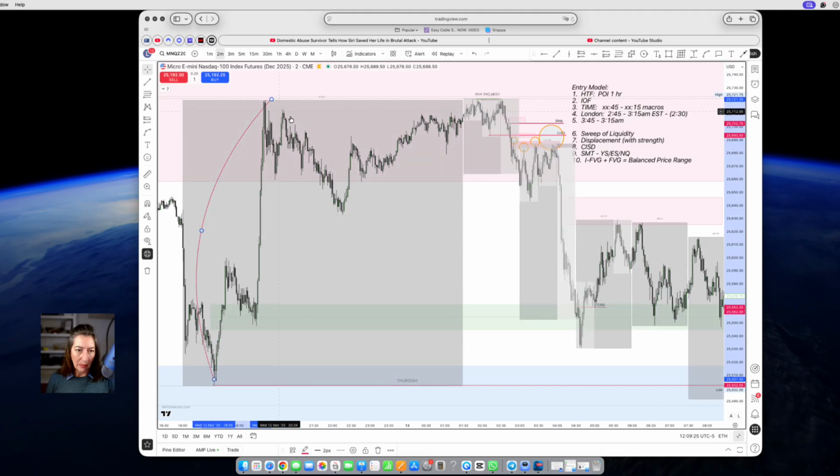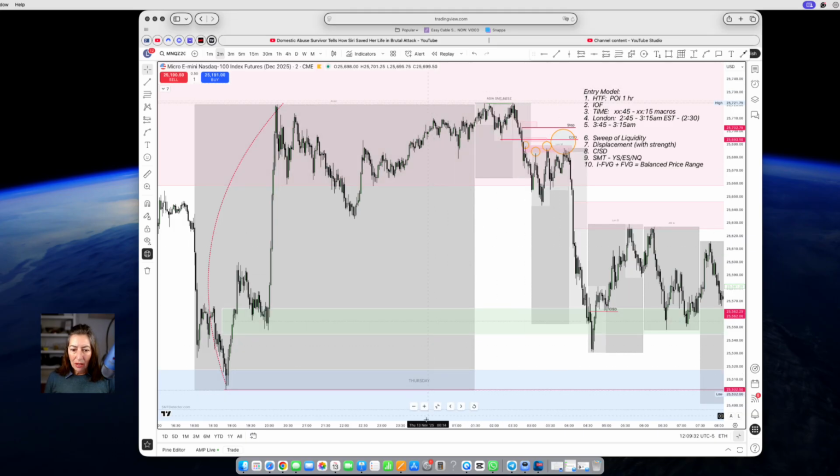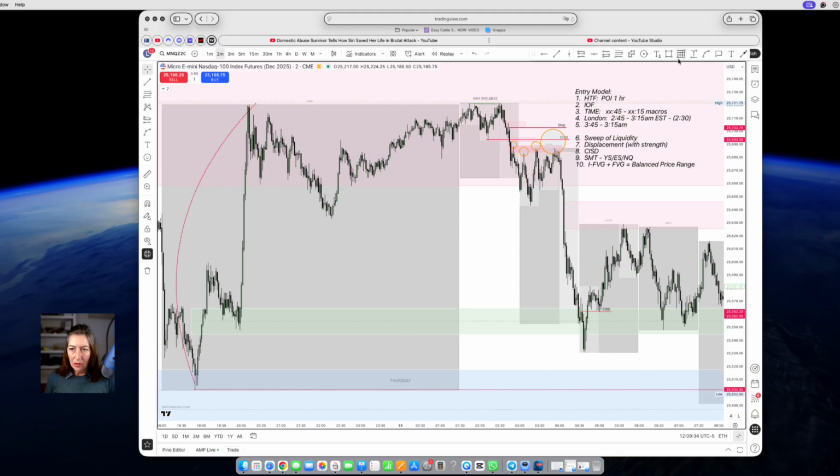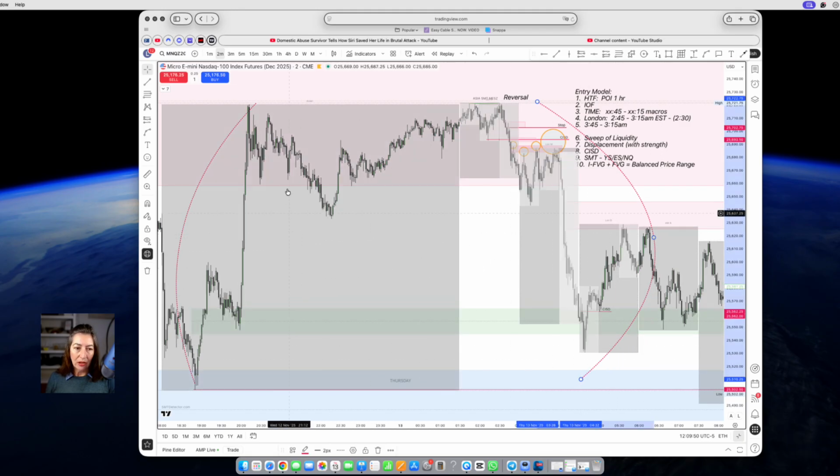Buy, buy, buy, up here. Then we get the reversal right here, and the reversal takes us into the sell program, which is right here. Okay, so if we want to know where price is going, we're just going to look to the left of the chart.